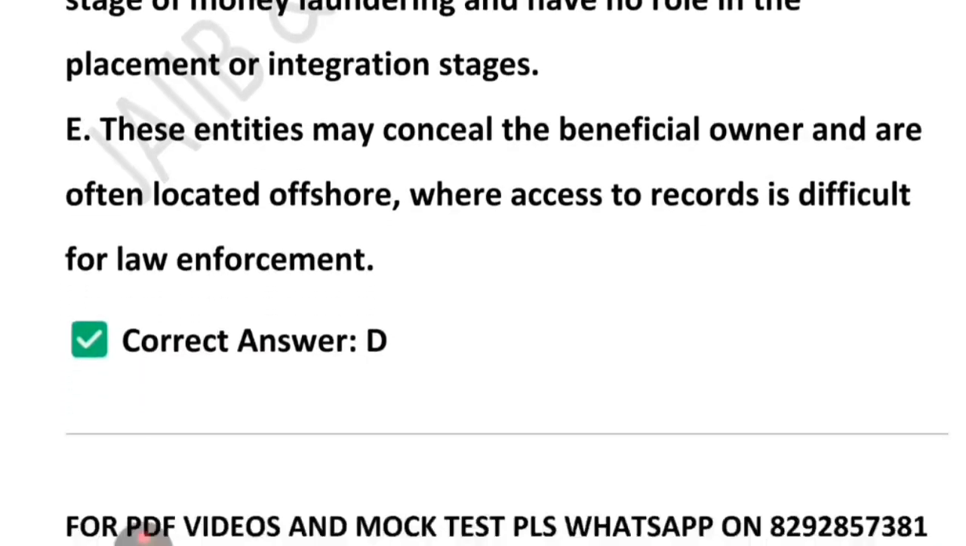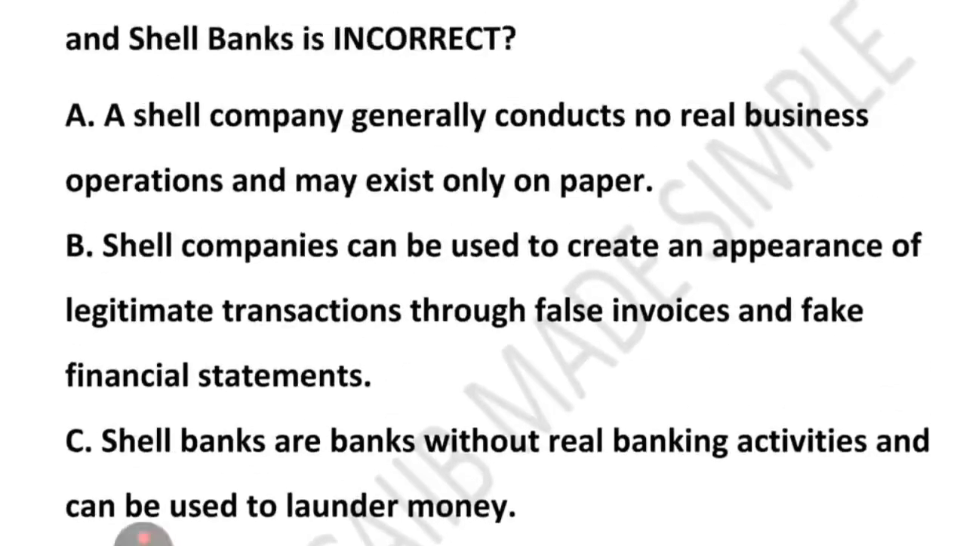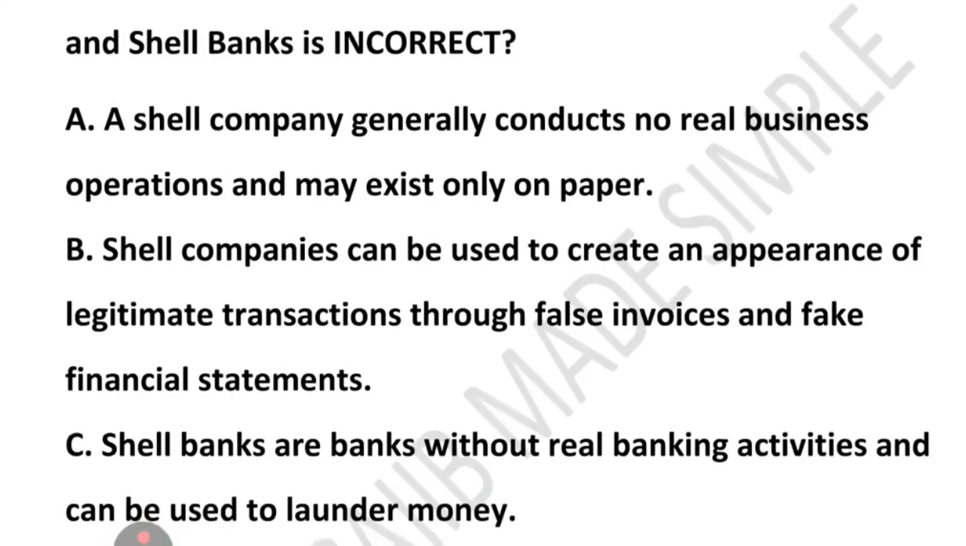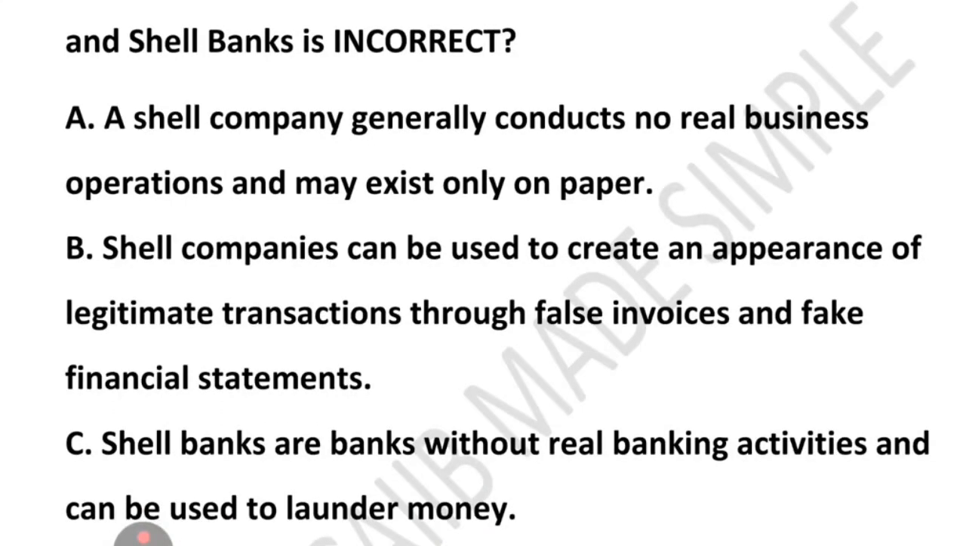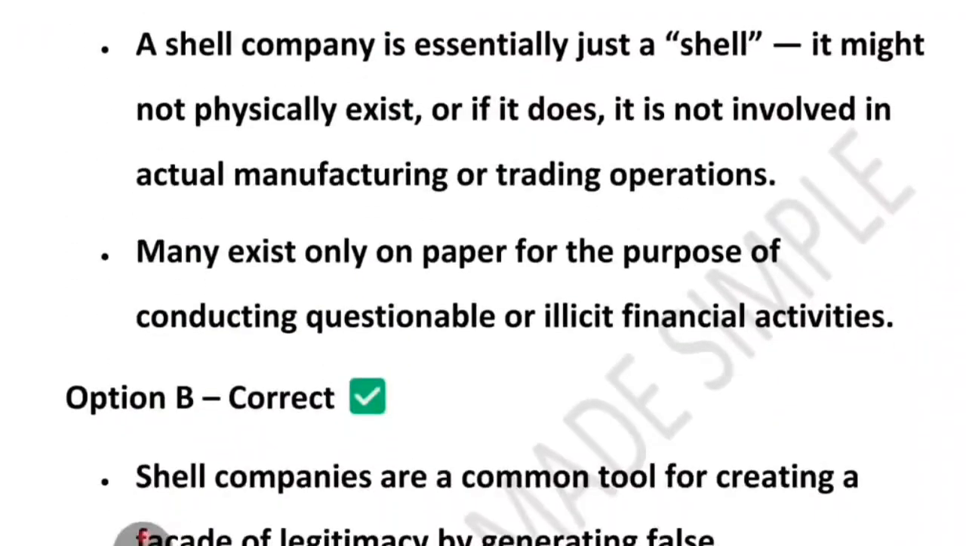So what we learned from this discussion is that shell companies are fake businesses, not real operations. First point, that is option A. It is used for fake transactions, that is called false invoices. Option number B, shell banks mean fake banks, no real banking, that is option number C. They work in all money laundering stages, not just layering, that is option number D. And they hide owners plus offshore secrecy. So final answer is option D is incorrect, because incorrect is being asked.